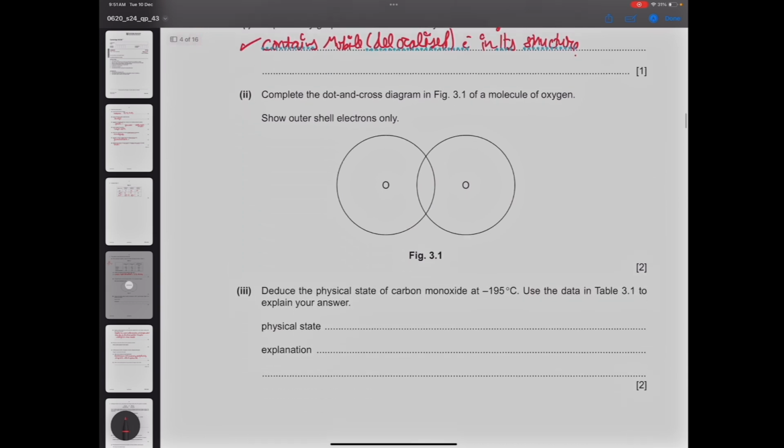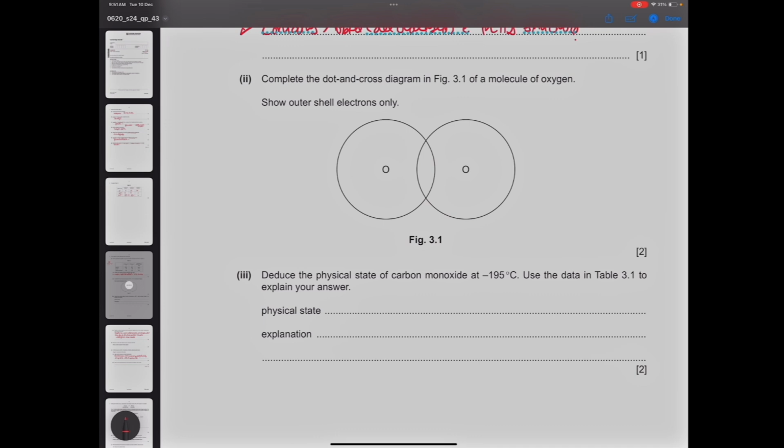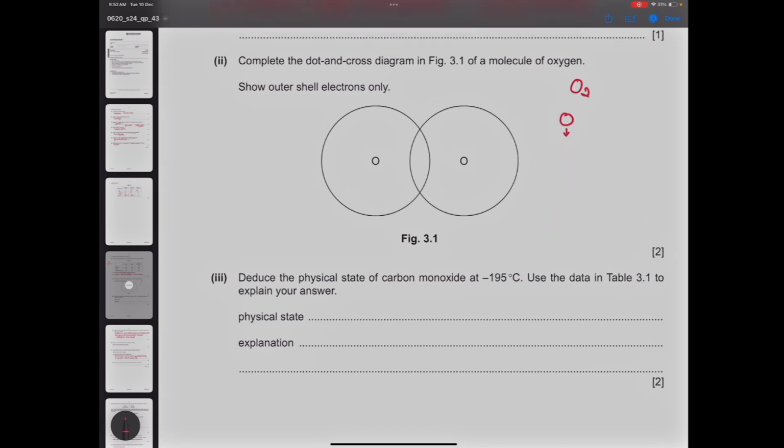Now, complete the dot and cross diagram of a molecule of oxygen. Now, just think about it. Oxygen is a diatomic molecule. If you look at the oxygen atom, it's in group 6, so the valence electrons will be 6. Atomic number is 8, so 2, 6, and the other oxygen atom will also be 2, 6. Now, we know that stability is achieved by the octet rule. So both of them need to share 2 electrons each, right? Then it will become an octet.